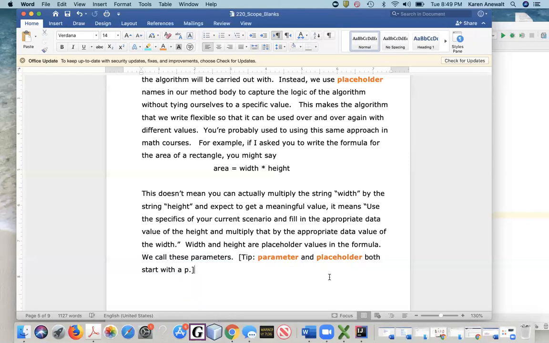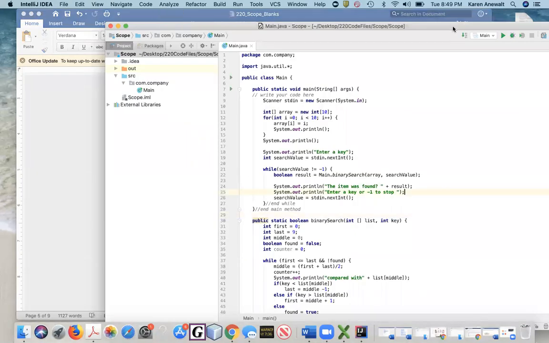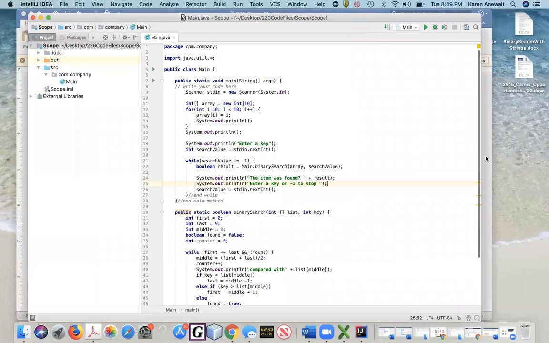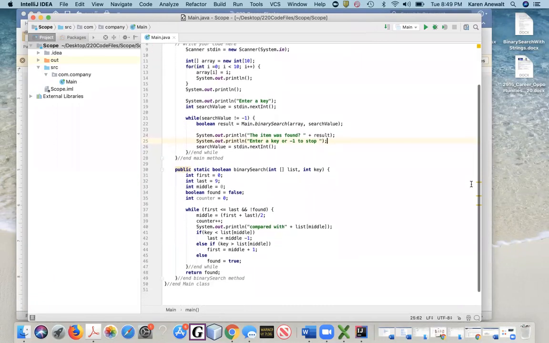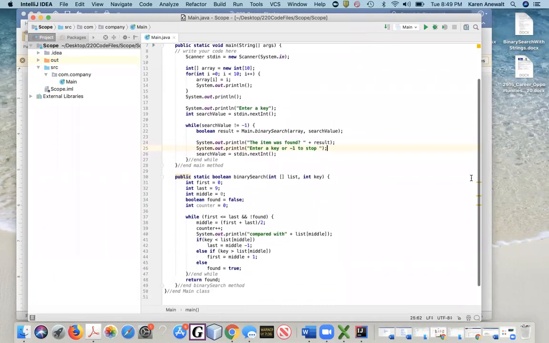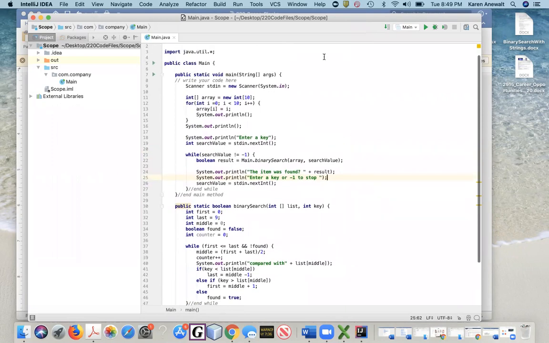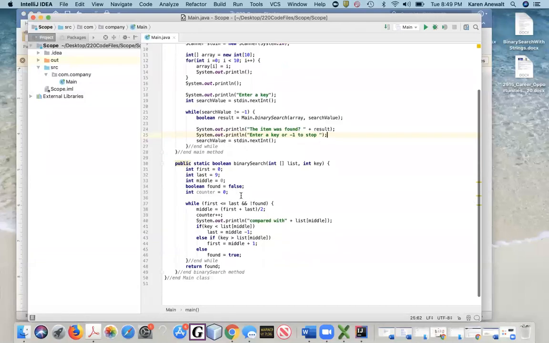Let's look at some example code. I have the binary search algorithm written over here. So let's take a look at that and let's try to identify the parameter values in this program. Remember, the parameter values are part of the method, and so it's not the information in the main program, it's the information in the method that we've written. So in our example program, that's the binary search method, and the parameters are always the information that's up here at the top inside the parentheses.